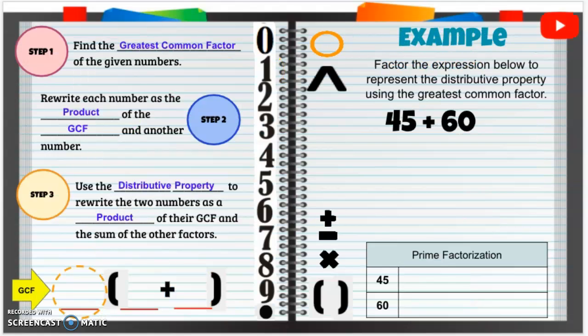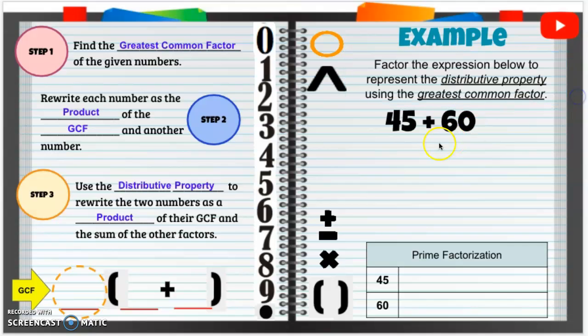So when we go to the next page, here's how we're going to do it. This might look like a lot, but take a deep breath. It's not very bad. So first of all, our example: we're going to factor the expression below to represent the distributive property using the greatest common factor. So we are going to use the distributive property as well as the greatest common factor, and put them together.